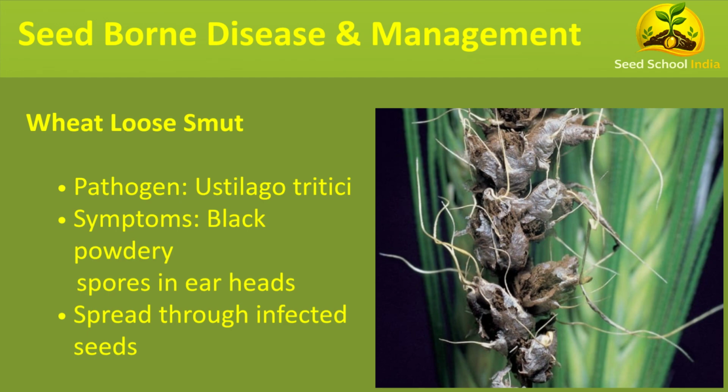In wheat loose smut, caused by Ustilago tritici, the fungus infects the embryo and remains dormant inside the seed. When the plant grows and reaches the flowering stage, the fungus becomes active and replaces the grains with black powdery spores. This results in complete loss of grain yield in affected plants.